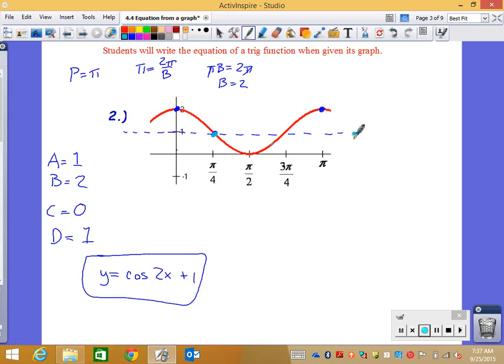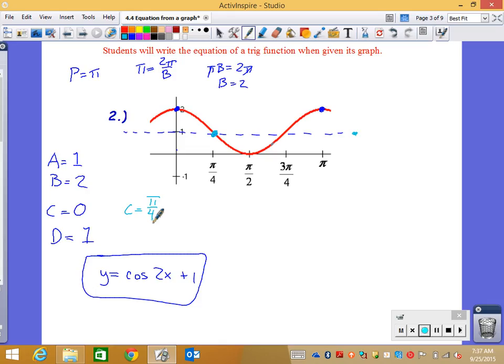My period didn't change, b value is the same, amplitude the same. My d value is, again, still 1. I'm shifting it up 1. However, my c value is going to change. I am phase shifting it if I'm starting here, and I'm shifting it pi over 4 to the right. So if I'm writing it in terms of sine, it shifted pi over 4 to the right.